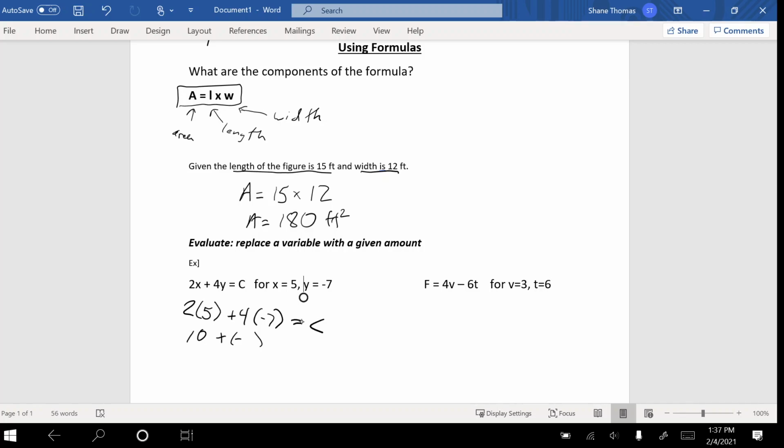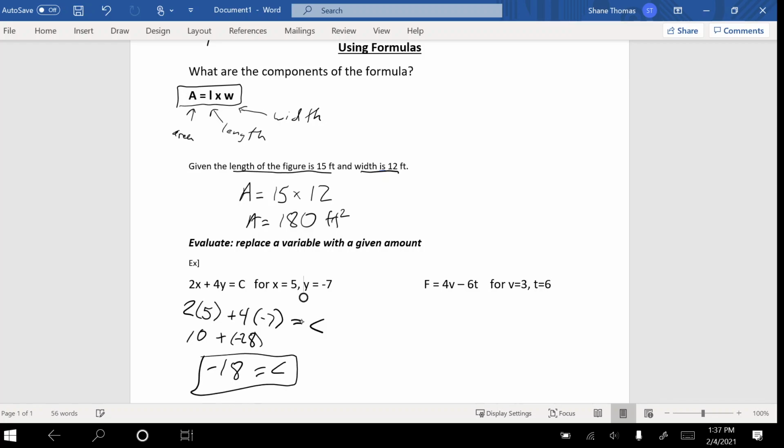It's 4 times 7. What's 7 times 2? 7 times 2 is 14. Times 2. There we go. Okay, so it's negative 28. What's 10 plus a negative 28, or 10 minus 28? It is -18. Good, -18. So that's what C is equal to.